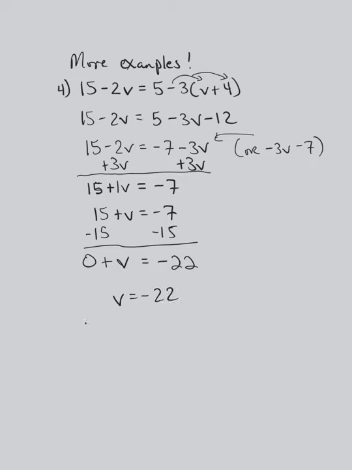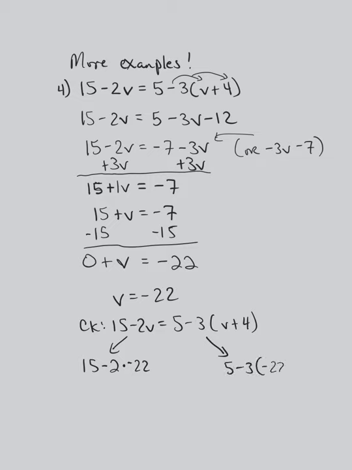Okay? Like that. And so now for the check, again, our equation is 15 minus 2v is equal to 5 minus 3 times v plus 2. V plus 4, oh my goodness. Okay, like that. This is one, unless you're very good at arithmetic, I would probably advise checking this with your calculator. Okay, so as far as on your left side, that's going to be 15 minus 2 times negative 22. Okay, and over on my right side, I'm going to have 5 minus 3 parentheses negative 22 plus 4.